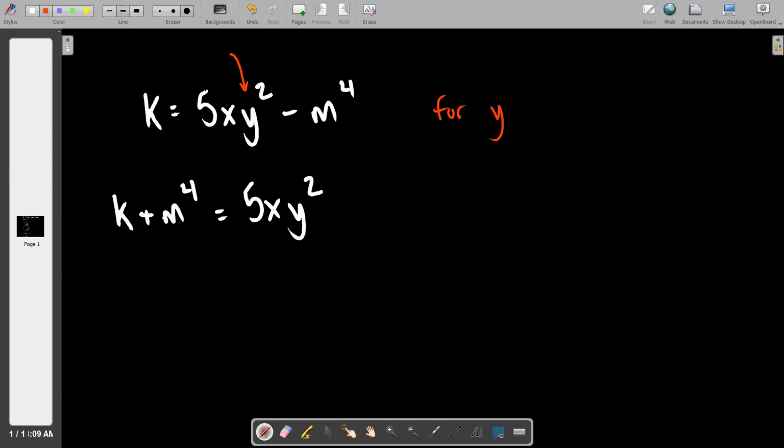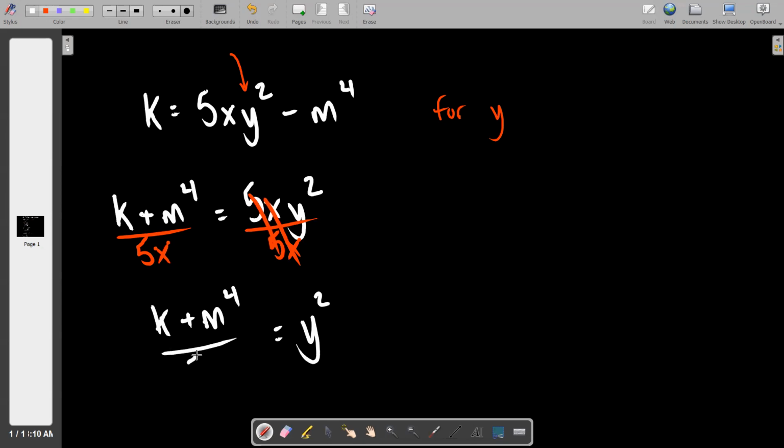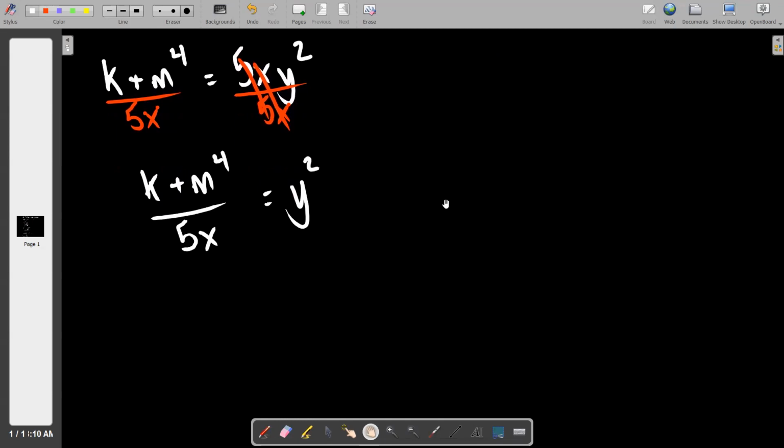Okay, so we do have to divide both sides right here by 5x and right here by 5x, and that eliminates the 5 and x. And we're left with y squared equals a mess, k plus m to the 4th over 5x. But I'm not scared, because I understand that the end game here is relatively anticlimactic, right? What are we going to do to both sides? We're going to square root both sides.